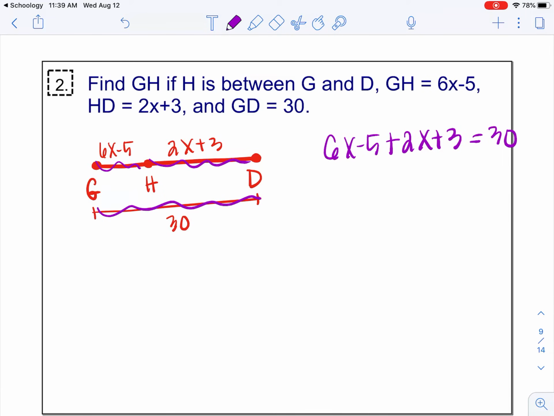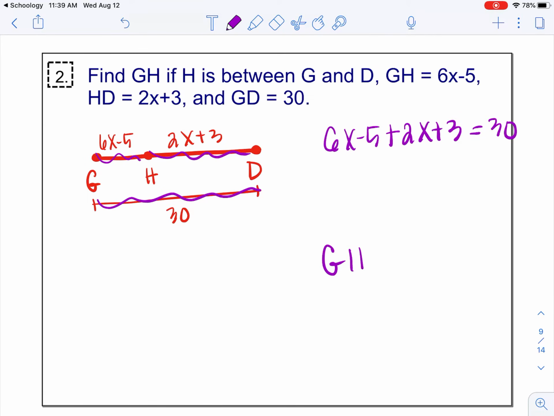Okay, if you did this one correctly and you solved it correctly, you should have x is 4, and your final answer then is GH is 19. If you're not getting that, once again, pause the video, come meet me in Zoom, and say, hey, Mrs. Dellen, I'm not getting GH is 19. Can you look at my work? What am I doing wrong?